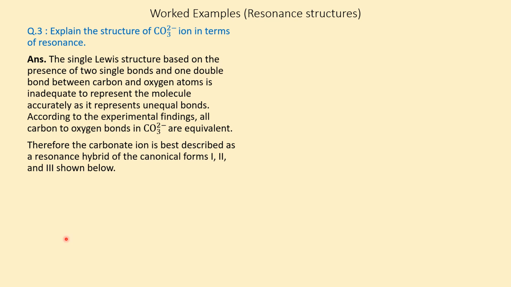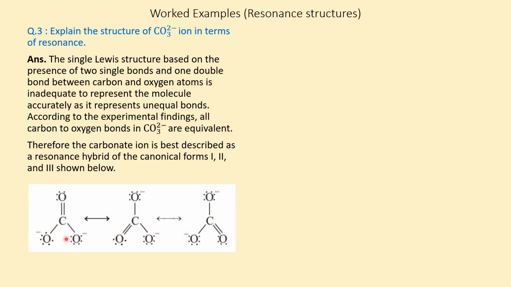Therefore, carbonate ion is best described as a resonance hybrid of canonical forms 1, 2 and 3 as shown below. Here you can see the carbonate ion is best described as resonance hybrid of canonical forms 1, 2 and 3 as shown below.